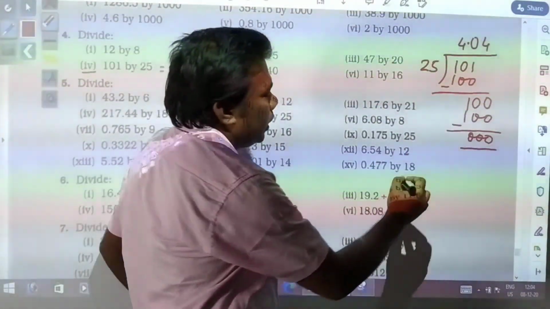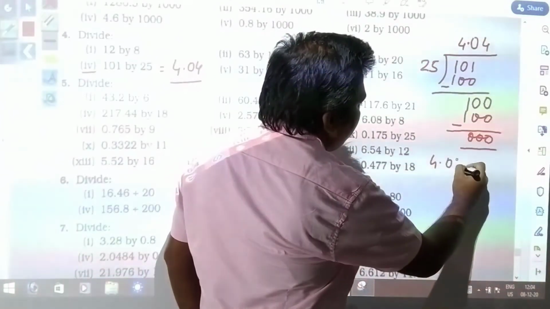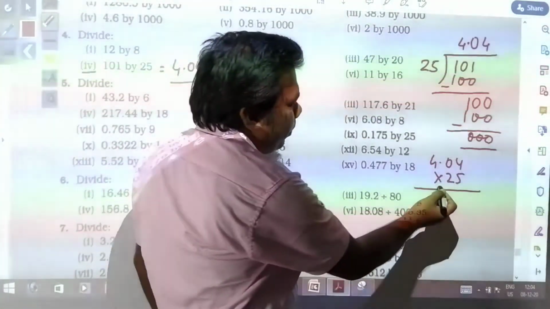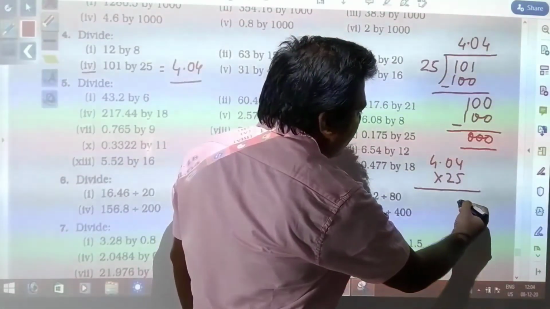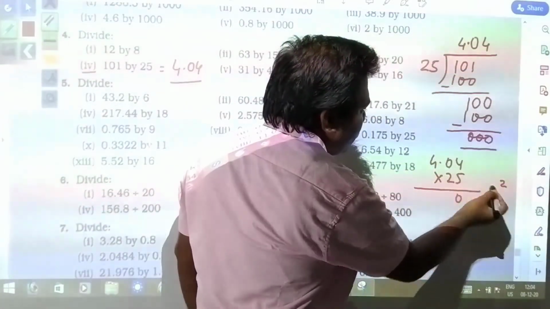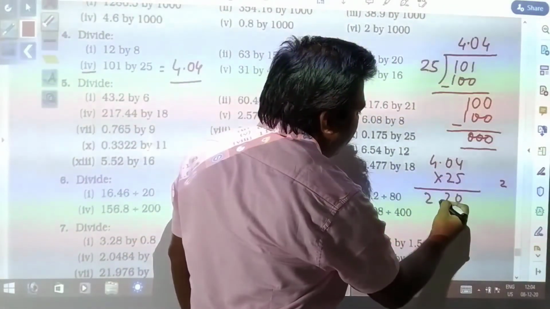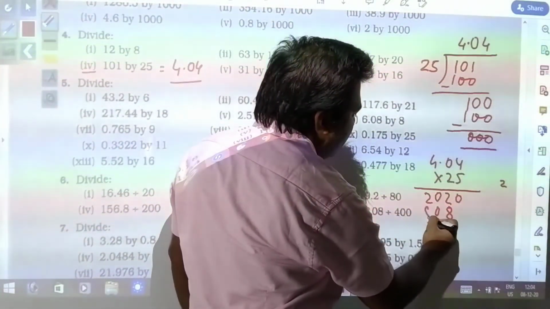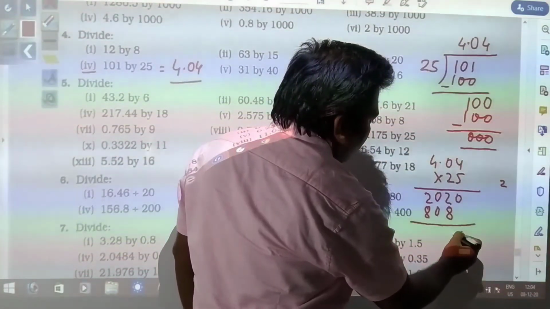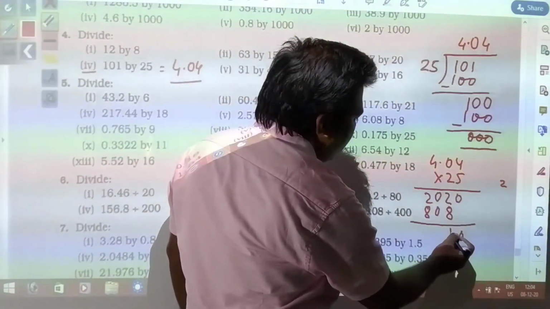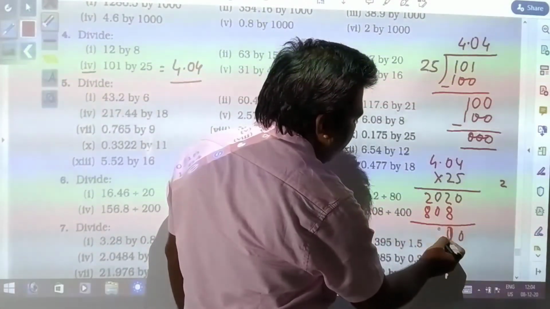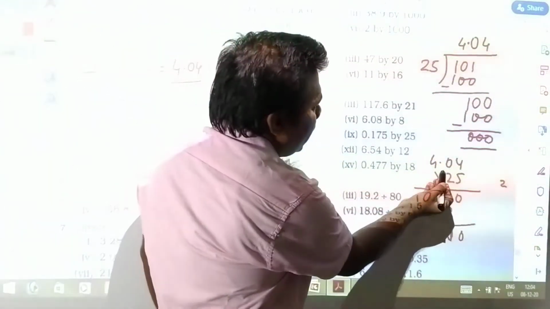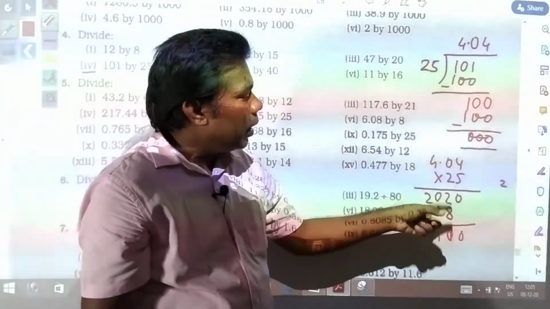If you want to check your answer, you can check also. How it will be checked, you see. Suppose 4.04 you have, this you need to multiply by 25. If you are multiplying this, you see 5 4 ja 20, 500, and this will be 2, 5 4 ja 20. Then 2 4 ja 8, 200, 2 4 ja 8, 0 1. Oh, sorry, this 0, here you will have 1, and here you will have 10.